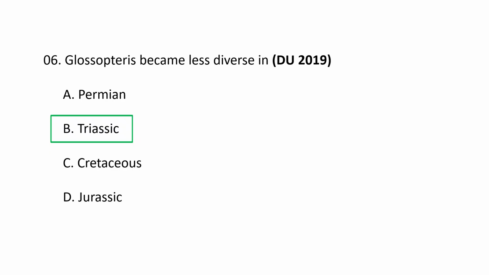and though some forms survived into the early Triassic before their ultimate extinction in the region, this drought led to smaller Glossopteris leaves and ultimately a transformation of plant communities rather than a sudden catastrophic event at the Permian Triassic boundary. So Glossopteris became less diverse in Triassic. B is the correct option.